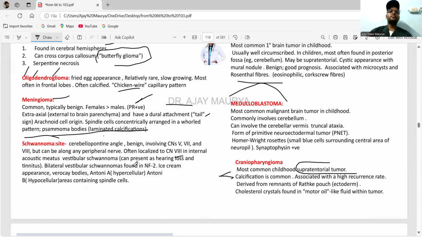Vestibular schwannoma can present with hearing loss and tinnitus. Bilateral vestibular schwannoma is associated with type 2 neurofibromatosis. Type 1 is associated with optic glioma. We also see the ice cream appearance and varicose bodies, and Antoni A and Antoni B areas, hypocellular areas containing spindle cells. Remember here.